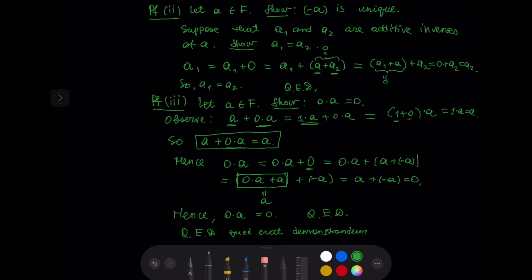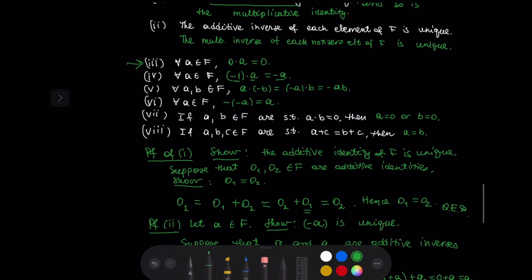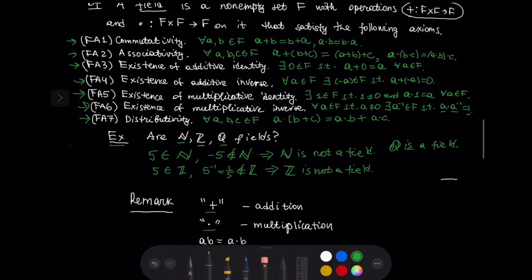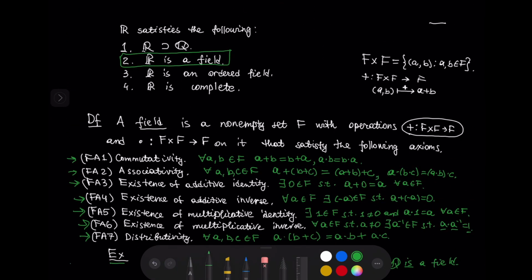All right, this is the end of this lesson here. So we just proved three properties of the field in this theorem. I leave all of the other properties in this theorem for you as a homework to prove from the field axioms. And in the next video, remember we said that R is a field, and then we said that R is an ordered field. So in the next video, we are going to discuss what is an ordered field. And then in the video after that, we are going to talk about what it means that R is complete.